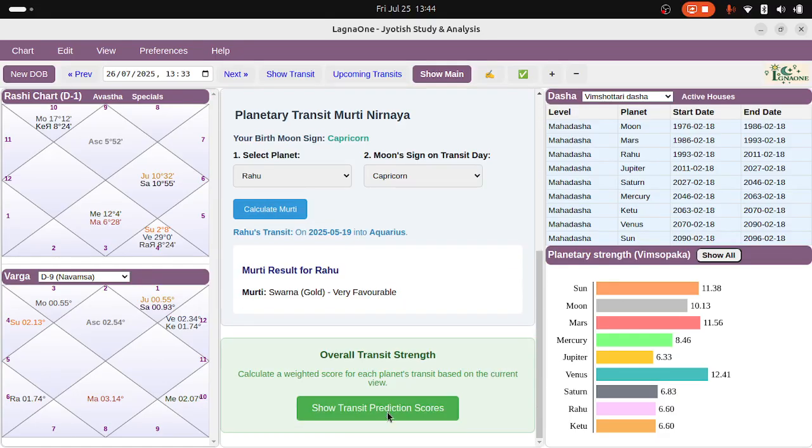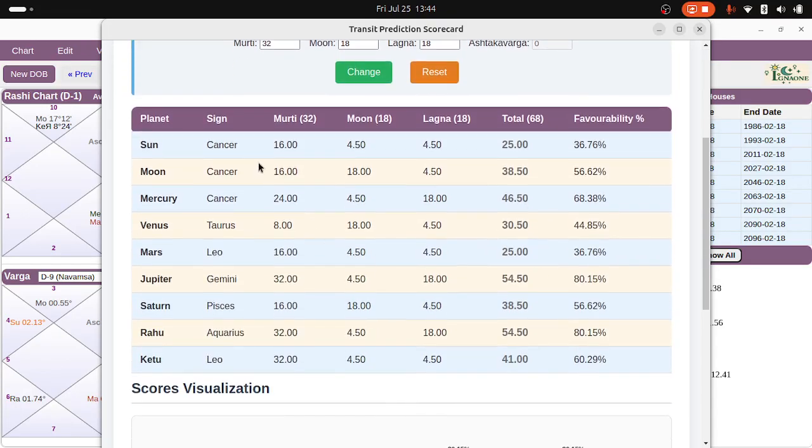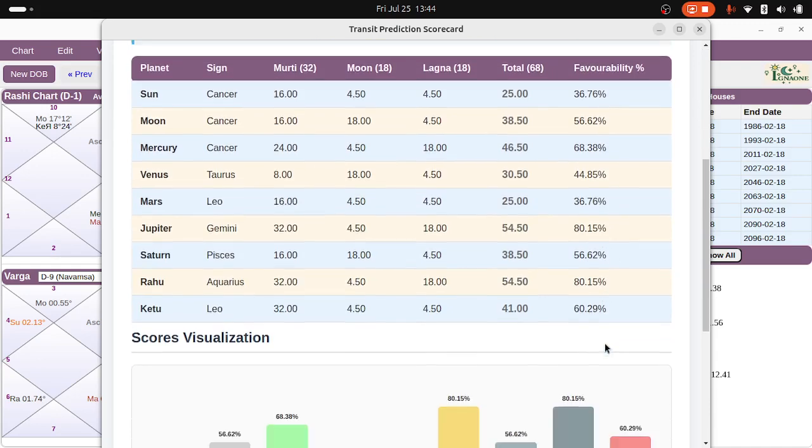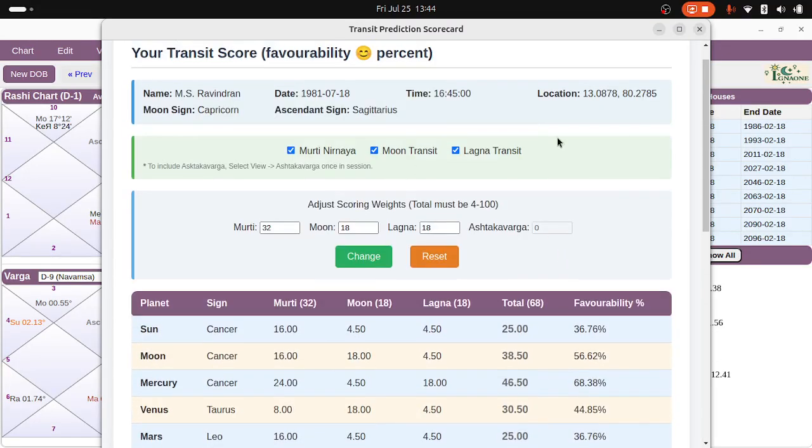And you click this button, it shows you from Murti Nirnaya, from natal moon, from natal ascendant Lagna, how each of the planets is favorable. You see the favorability percentage here, also in graphical form, so it's very easy to see. So you don't have to look at 10 different places. Now Ashtak Varga is missing here because we have not used it so far in the session.